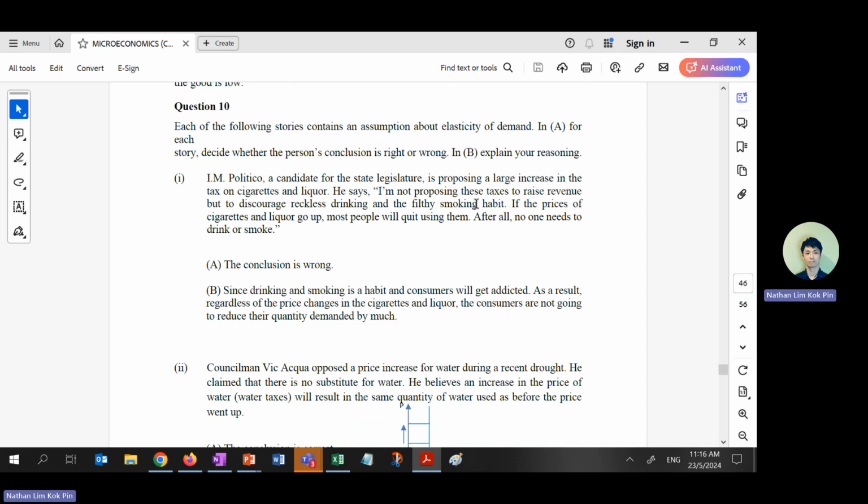Question 10. Political blah blah blah. It says that increased tax will decrease the consumption of cigarettes and liquor. Actually, the conclusion is wrong. Why? Because they are habit-forming, they are addicted. As a result, regardless of the price change, they even put cancer patients, lung cancer, on the cigarette packs, all the ugly pictures, and there's no change in sales. Seriously. And liquor, who cares?